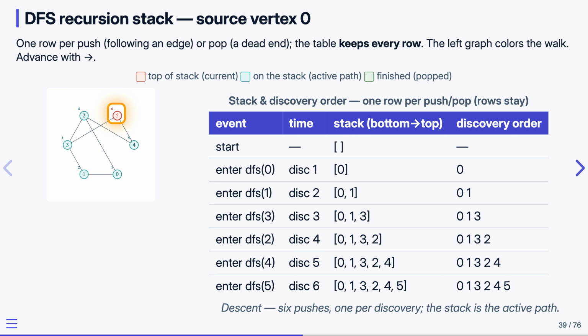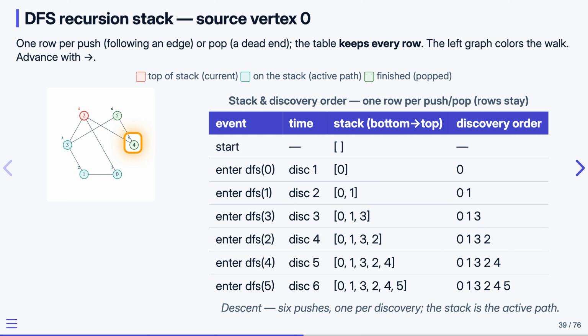From 4 we reach 5. We push a frame for 5 with discovery time 6. The stack is now 6 frames deep. This is the deepest point of the whole walk. Now the unwind begins. Vertex 5 has no unvisited neighbor, so it is a dead end. Its frame closes with finish time 7 and pops off. 5 turns green and 4 is the top again.